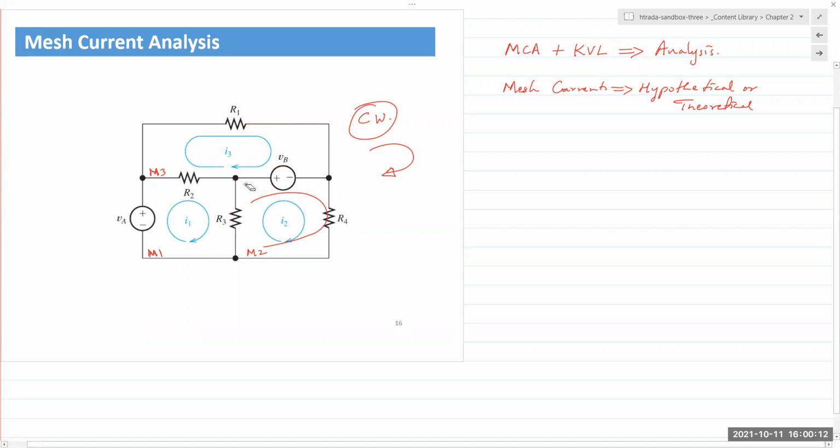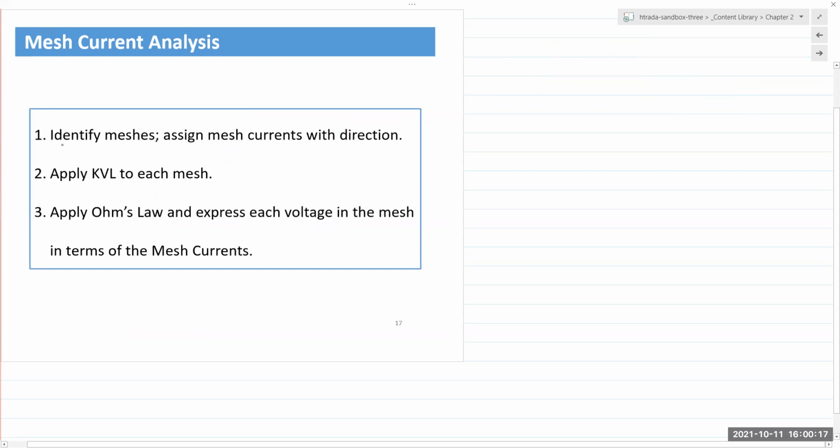So the steps involved in mesh current analysis are something like this. We first identify all the meshes in the circuit. We choose and assign mesh currents with the direction. Now, my preferred method is always to choose clockwise, but you can choose clockwise or counterclockwise. It makes absolutely no difference in your solution.